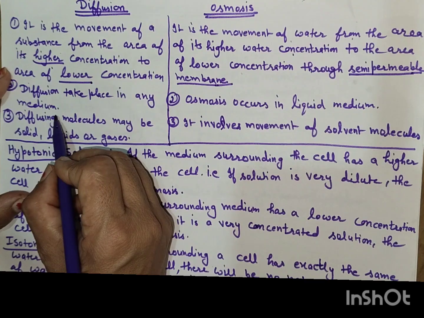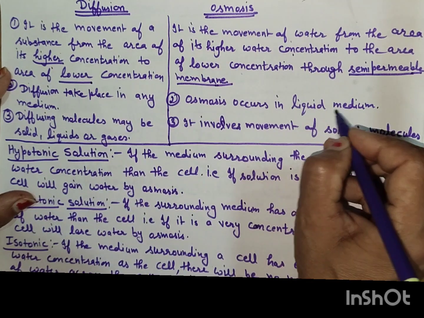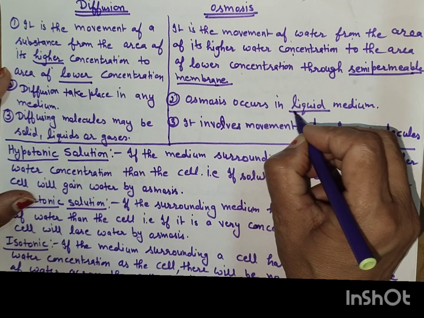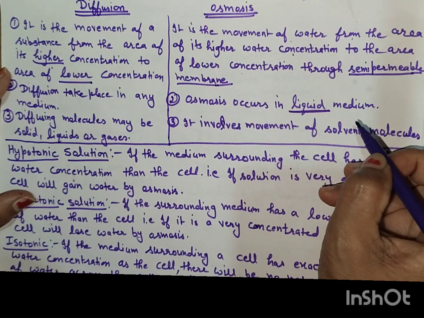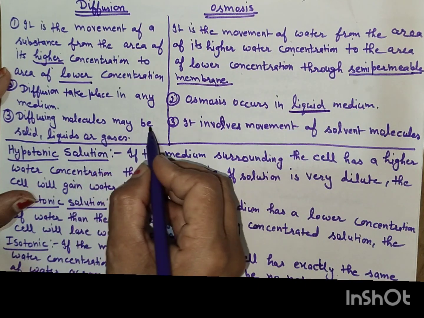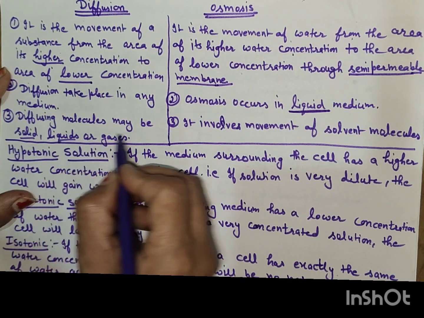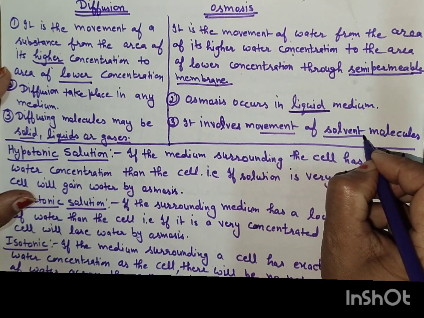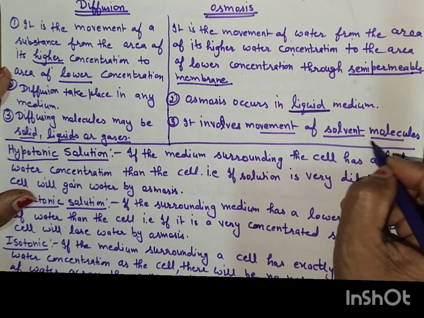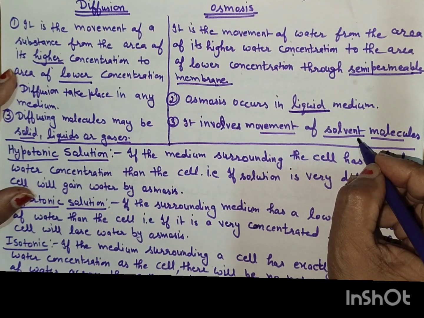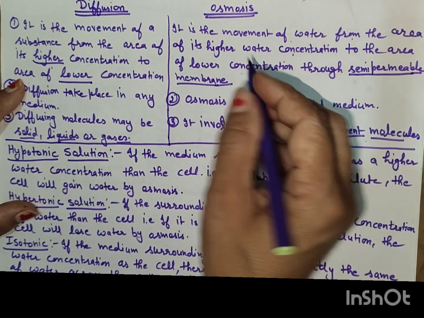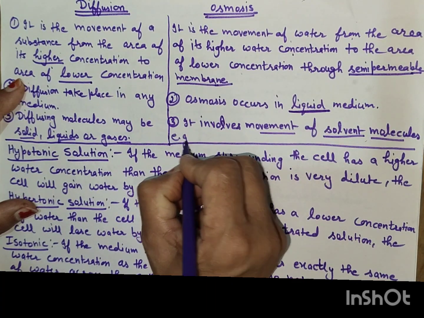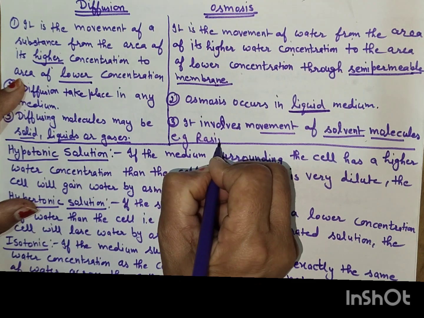Diffusion takes place in any medium. Osmosis occurs only in a liquid medium. Diffusing molecules may be solid, liquid or gas, but osmosis involves the movement of only liquid or solvent molecules.